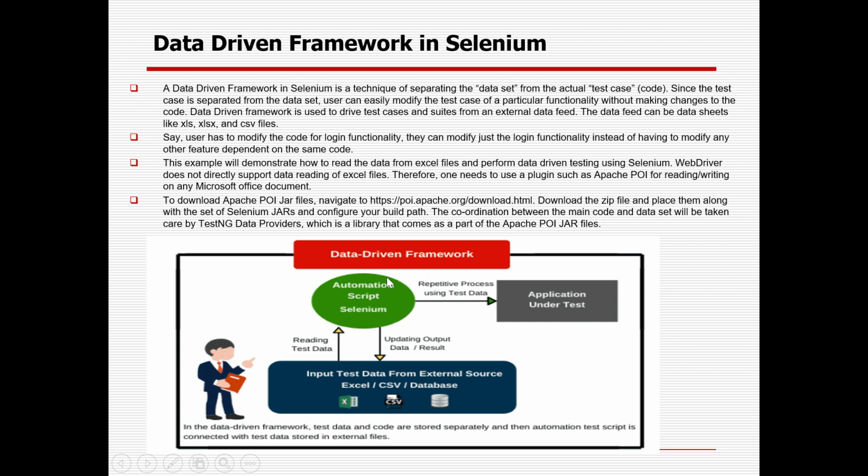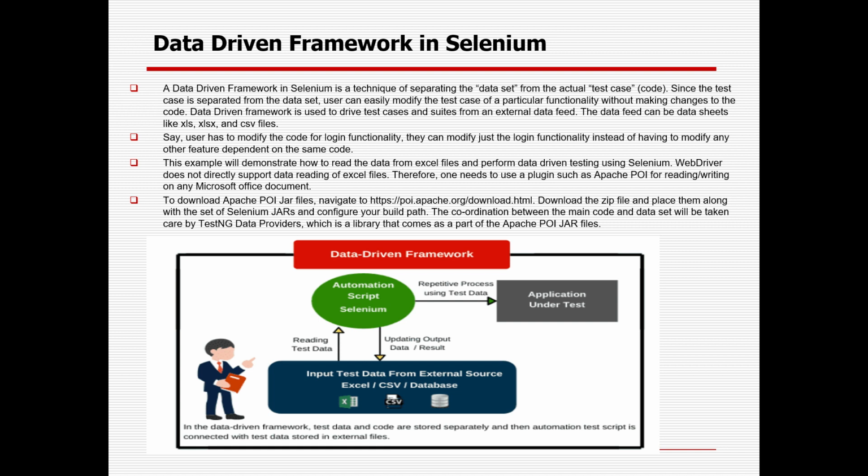That is the structure of a data driven framework. You can see your dataset will be present in your CSV file, Excel or database, and then your automation script will be there, through which you read and write the data from those external sources, and you will be communicating through code with the application under test. So in the data driven framework, test data and code are stored separately, and then the automation test script is connected with the test data stored in the external file.